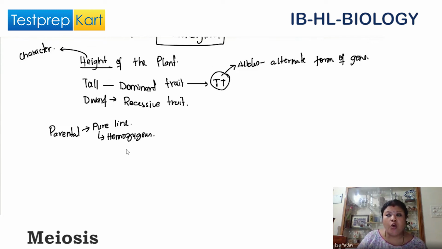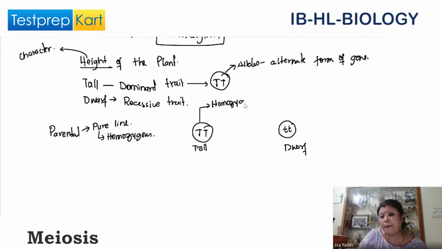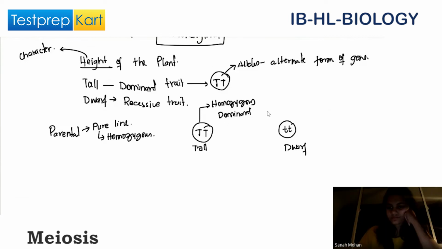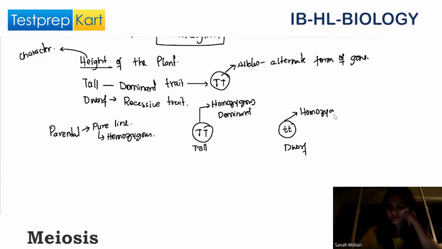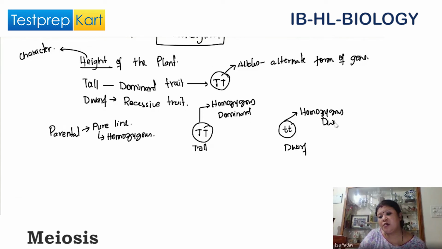We are able to understand this: homozygous means you can write it like this, capital letter T, capital letter T. This is tall. Small letter T, small letter T, this is dwarf. This is homozygous dominant. This is homozygous dwarf.